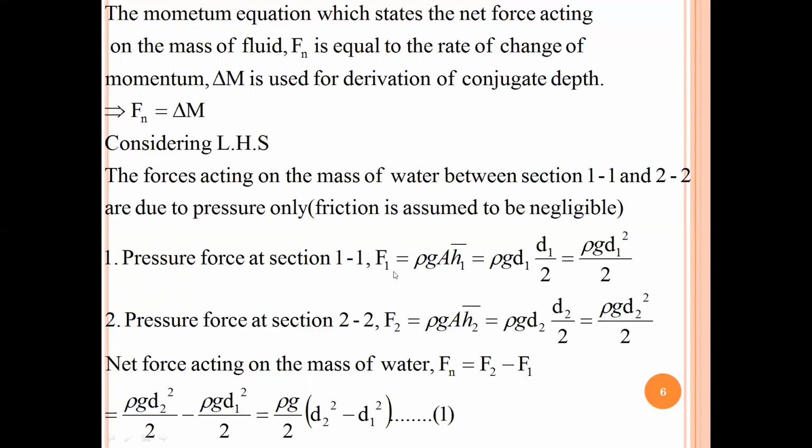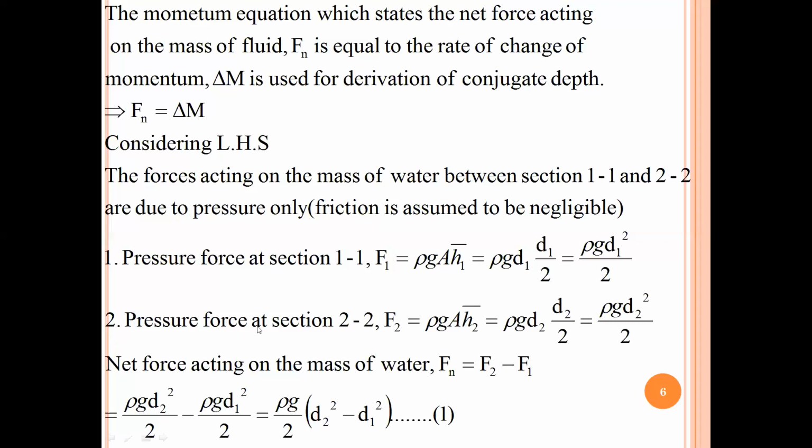I told you the formula is based on your hydrostatic force on vertical surface. It is given by rho g A h1 bar. So A we know it is D1, h1 bar we know it is D1 by 2. So I'll substitute in F1 the value of A and h1 bar. Sorry, here it is A1 and A2, I have just written A. It is actually A1. So A1 will become D1. So when I have it finally substituted, I'll have rho G D1 square by 2.